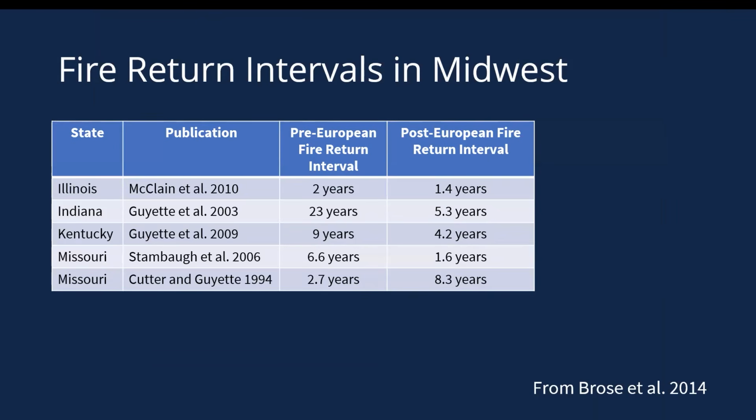And this is some of the summaries from Brose's article in 2014 that looked at changes in pre-European fire return interval to post-European fire return interval. And you can see in most cases there was a big reduction in the fire return interval, which means, of course, there's more fire getting on the landscape more frequently. You can see there from 23 to 5 years, from 9 to 4 years, from 6 to 1. So overall, there was quite a bit more fire getting put on the landscape.